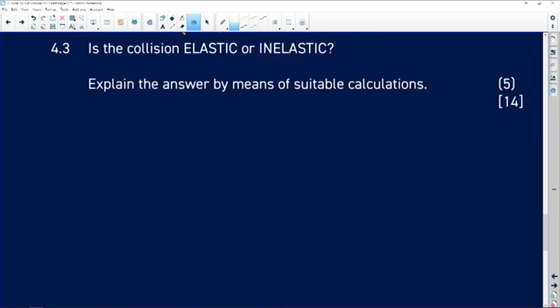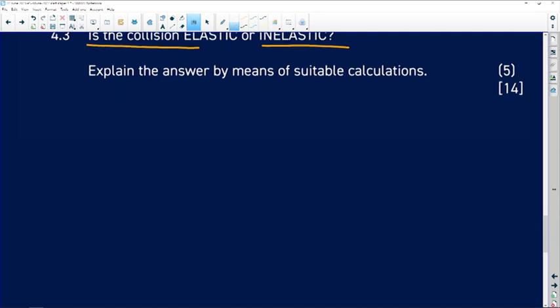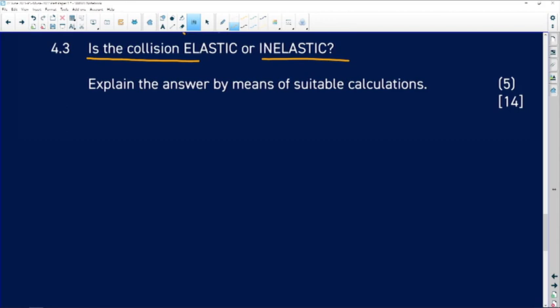Let us now look at 4.3. We are asked here, is the collision here elastic or inelastic? We don't know whether it's elastic or inelastic. My advice to you, grade 12, is that you just do calculations. If you find that your sum of kinetic energy for trolley X is equal to the sum of kinetic energy of trolley Y, you can then say it is elastic. But if they are not equal, you can say it is inelastic. So my advice to you here, you do calculations.